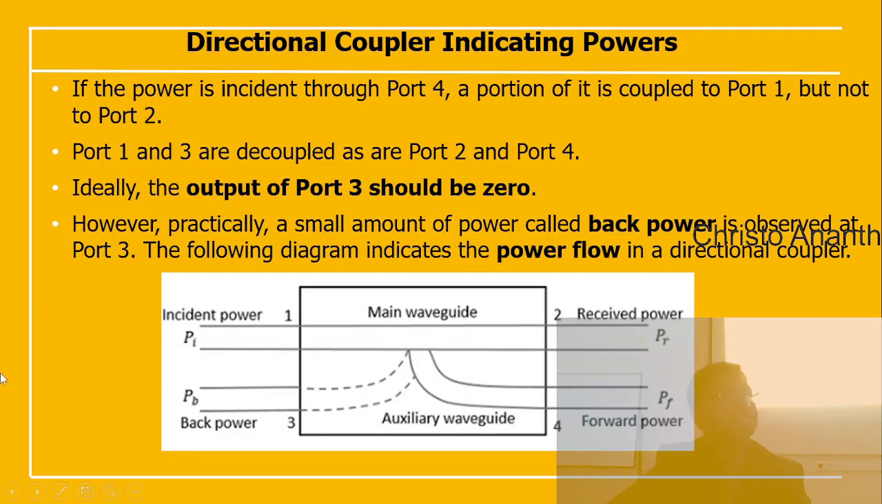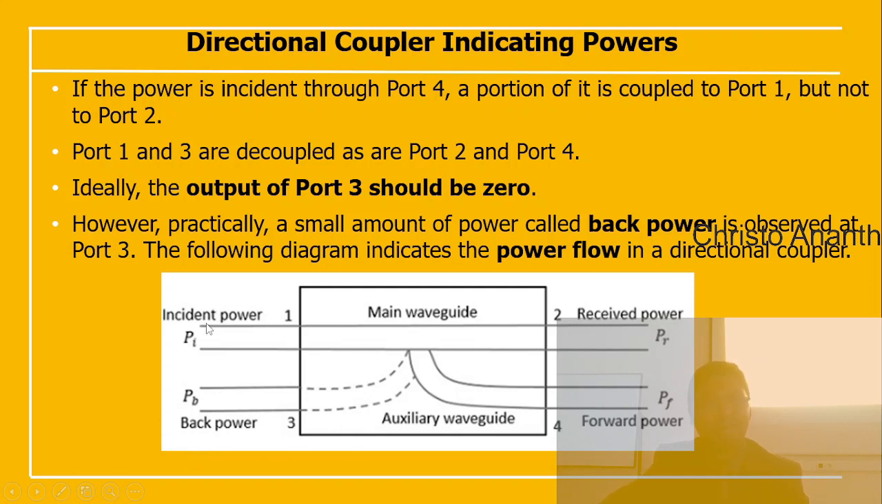Okay, if the power is incident at port 4, a portion would be coupled with port 1 but not port 2. Ports 1 and 3 are decoupled, same as 2 and 4. So the output at port 3 would be 0. We'll have a small amount of power called the back power, that is actually observed at port 3.